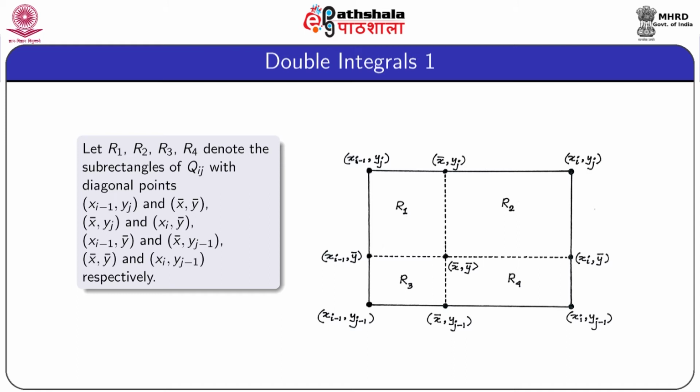So, we denote this by a picture here. Now, let R1, R2, R3 and R4 denote the 4 subrectangles we found from Qij. They have diagonal points for R1, (xi minus 1, yj) and (x bar, y bar). For R2, (x bar, yj) and (xi, y bar). For R3, (xi minus 1, y bar) and (x bar, yj minus 1). For R4, (x bar, y bar) and (xi, yj minus 1).